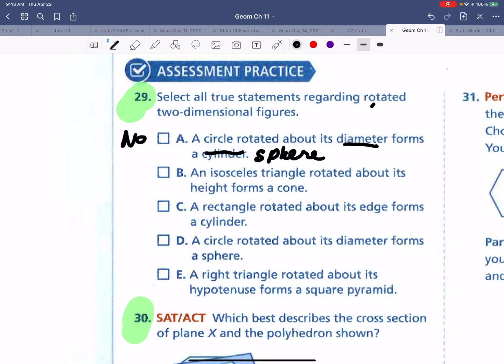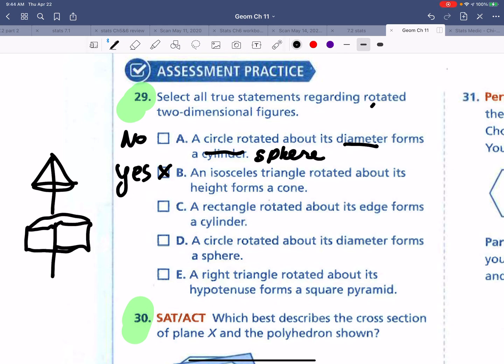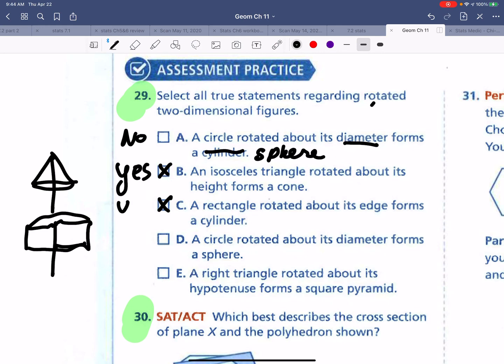An isosceles triangle rotated about its height forms a cone. Yes, we discovered that one in class, so that's a big yes. A rectangle rotated about its edge forms a cylinder. Yep, we had some folks in class that did that one. Big yes. A circle rotated about its diameter forms a sphere.